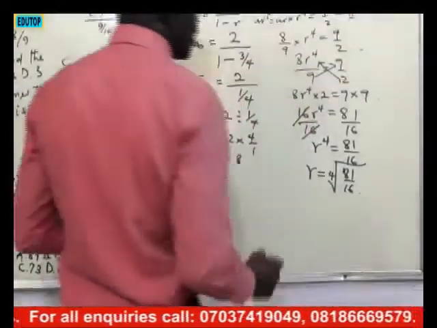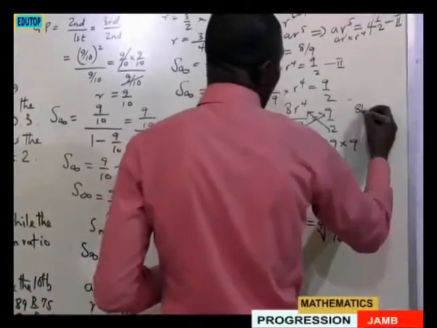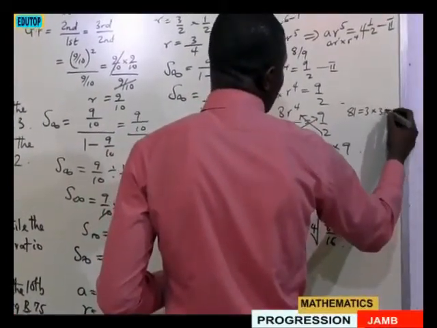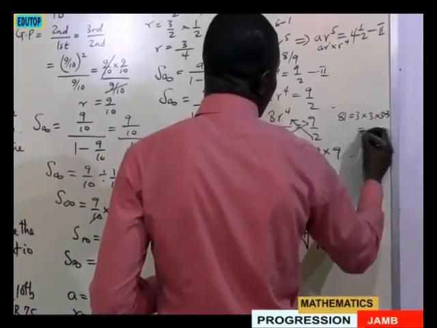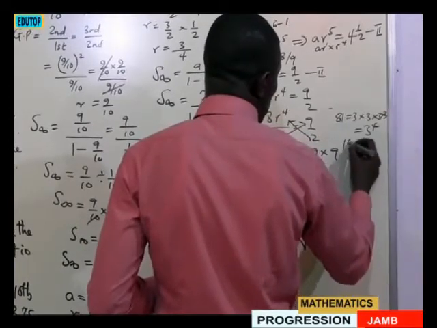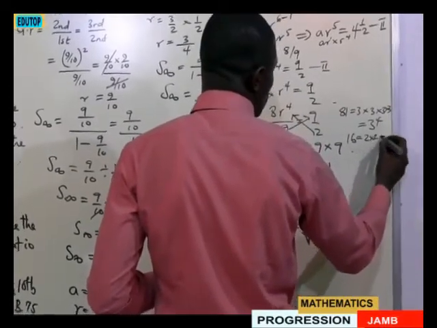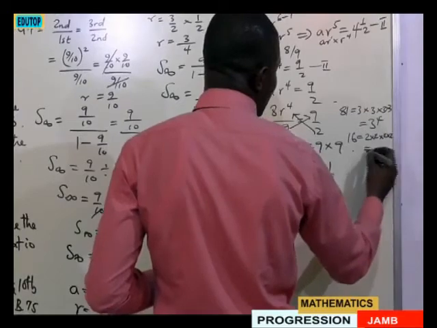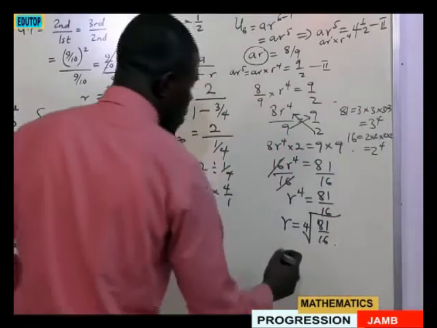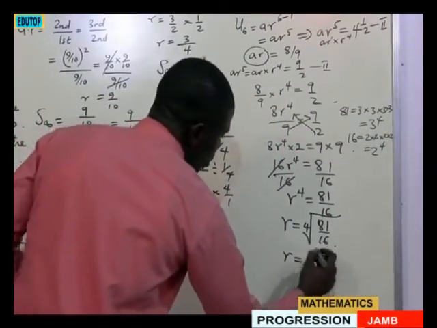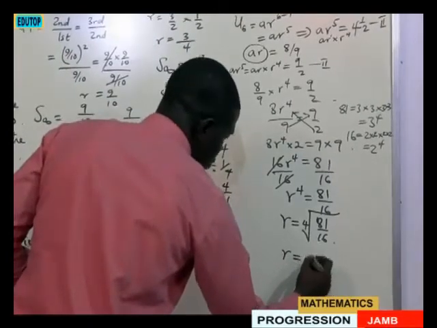So how do I solve this? I know that 81 is 3 times 3 times 3 times 3. That is 3 raised to power 4. I also know that 16 is 2 times 2 times 2 times 2. That is 2 raised to power 4. So I will come here and say r equals to the fourth root.